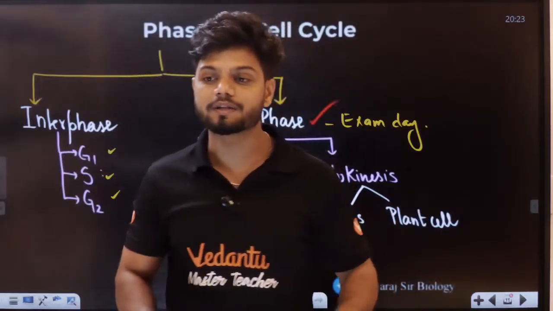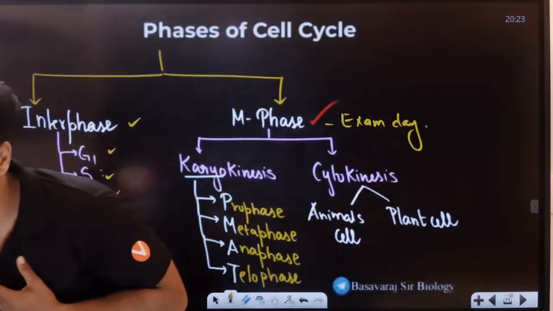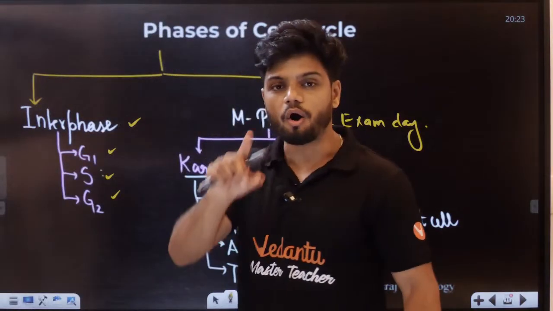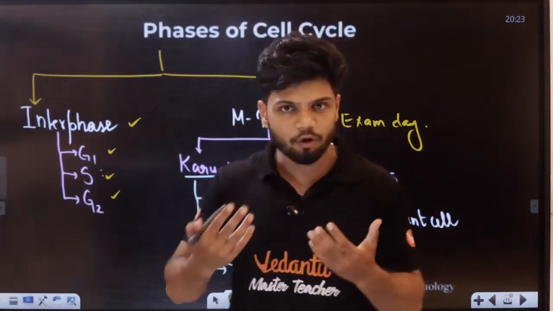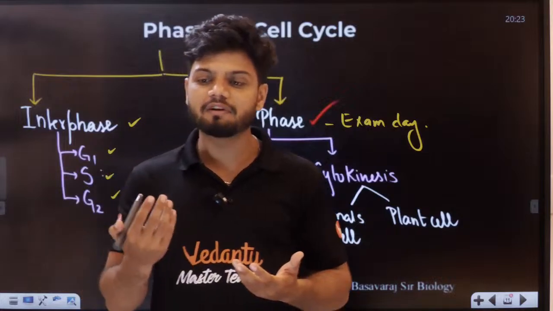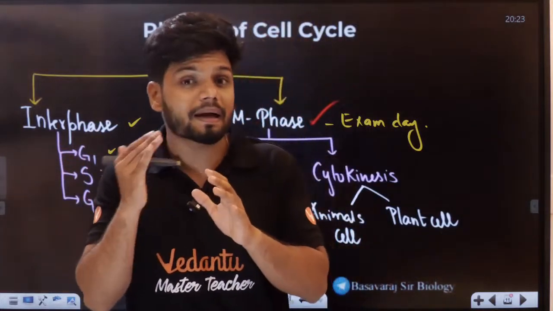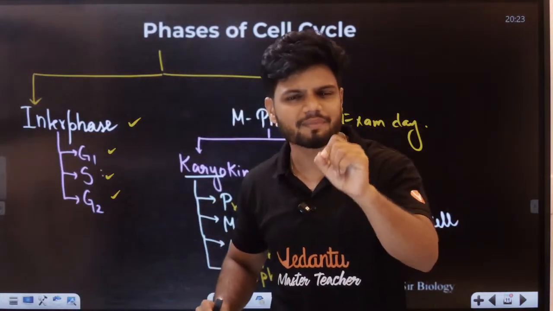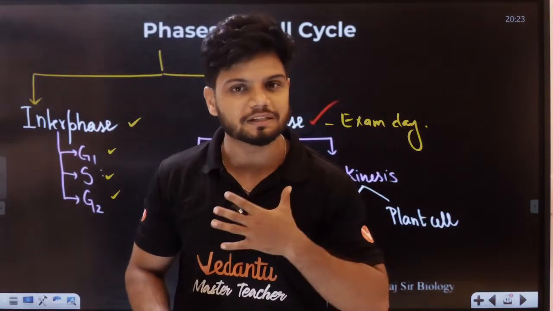All of you right now, students, are in interphase because you're preparing. So a cell also, when it divides, will not divide as such. First of all, it has to prepare itself to divide. This is the prepared stage. What exactly happens in G1, S, G2, you will learn in the chapter Cell Cycle and Cell Division, which I'll be teaching you.